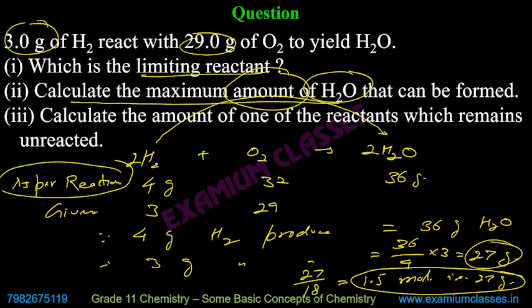If anything is not clear, you should ask. Okay. Third part, calculate the amount of one of the reactants which remains unreacted. So obviously, oxygen remains unreacted, and how much? You know that I calculated 3 grams of hydrogen will require 24 grams only, but you have 29 grams. It means 29 minus 24, 5 grams of oxygen remained unreacted.